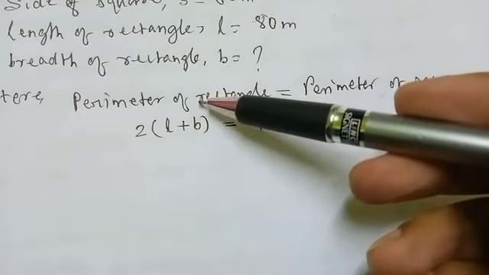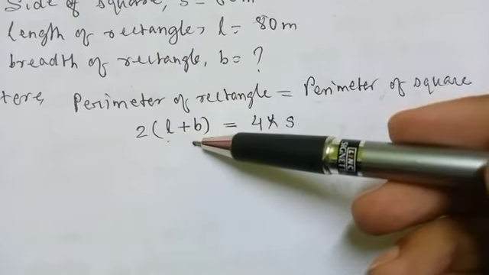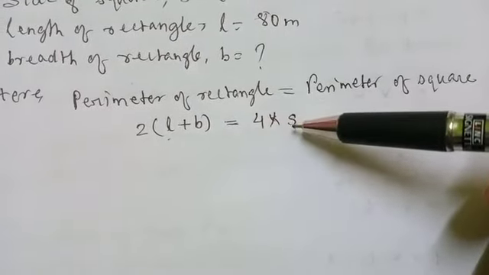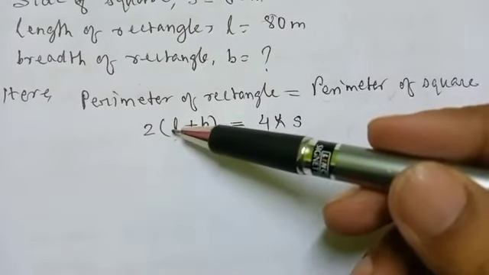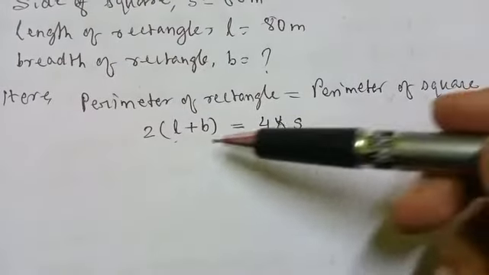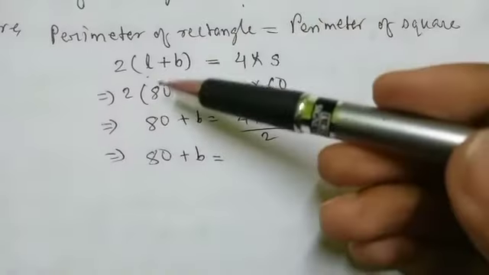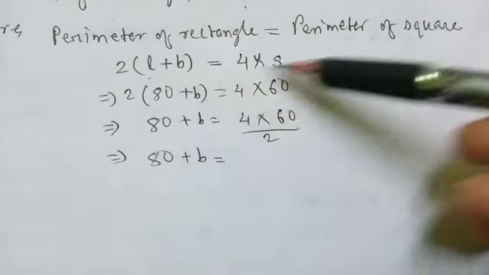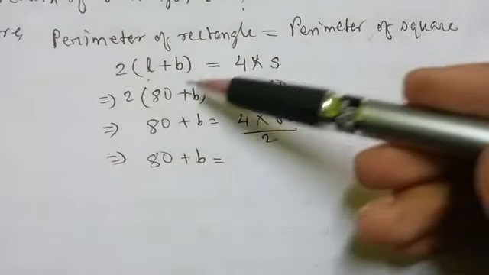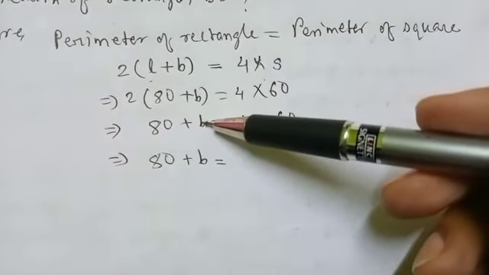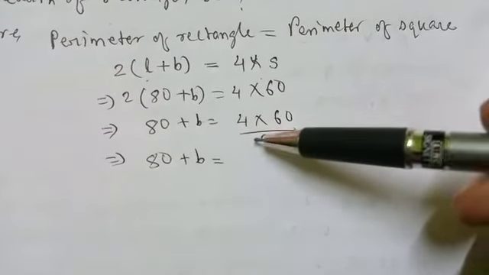So what is the formula of perimeter of rectangle? 2 into (length plus breadth). And what is the perimeter of square formula? 4 into side. Okay. Now you have to put the value of L, put the value of S, and find the value of B. So the calculation is 2 into (80 plus B) equal to 4 into 60. Now this 2 will go down here.